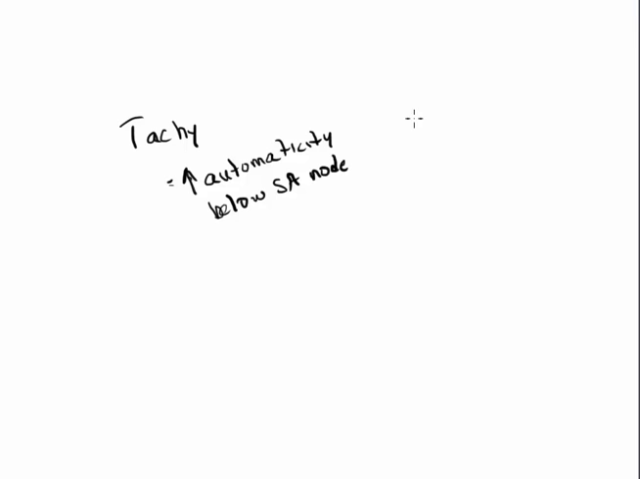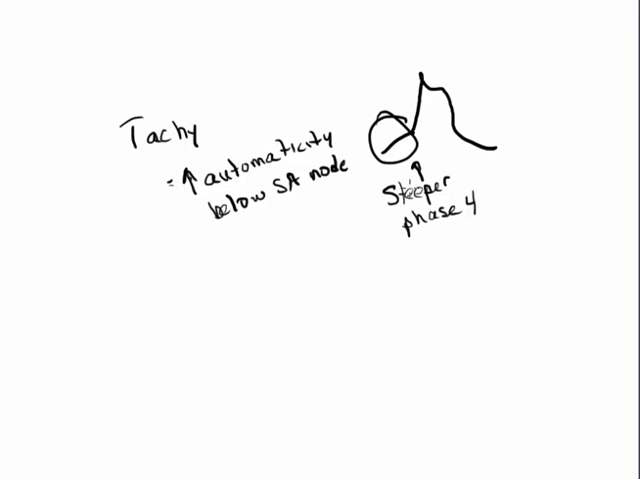Remember that the slope of phase 4 of your action potential determines the automaticity of the cell. So a tachycardia due to enhanced automaticity is going to be associated with a steeper phase 4, which is going to lead to more rapid depolarization and a subsequent rise in heart rate.